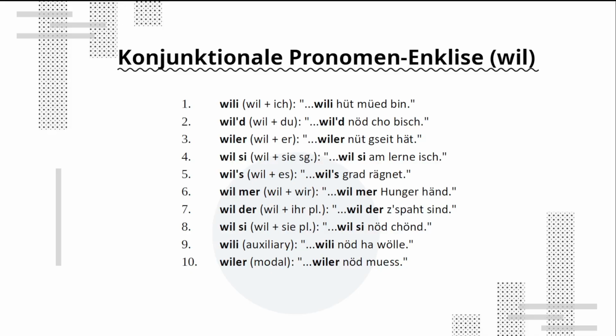So let's go through it. So will du, it's wild. Will er, it's willer. Will sie remains as it is, it's not will sie, will sie. Then will es, so wills. Will mer. Here, yeah, Wilmer works, but you have a tiny gap. Wilmer, Wilder.